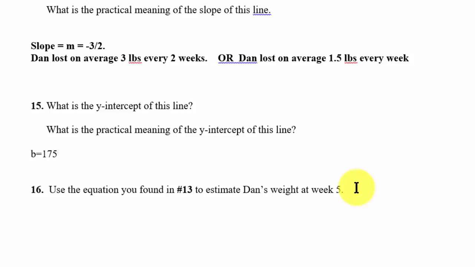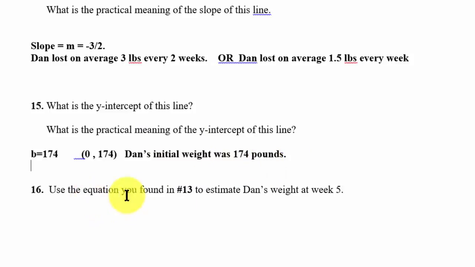174. So we could say Dan's initial weight was 174 pounds. As an ordered pair, we could write (0, 174), right? At week 0, his weight was 174 pounds. And the practical meaning just, again, is Dan's initial weight was 174 pounds.